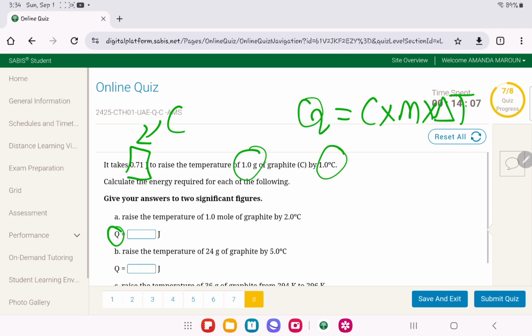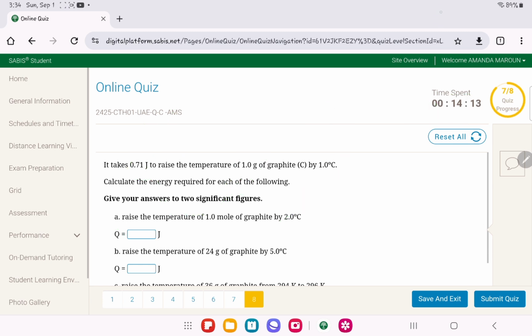What is C, by the way? C is the amount of energy needed to change the temperature of 1 gram by 1 degree Celsius. So we have this as our C. Then they will give us what? The mass and the change in temperature. So we're going to use Q equals M times C times delta T for this one.